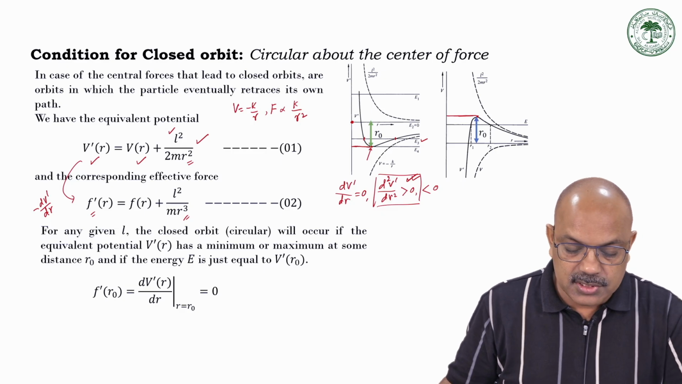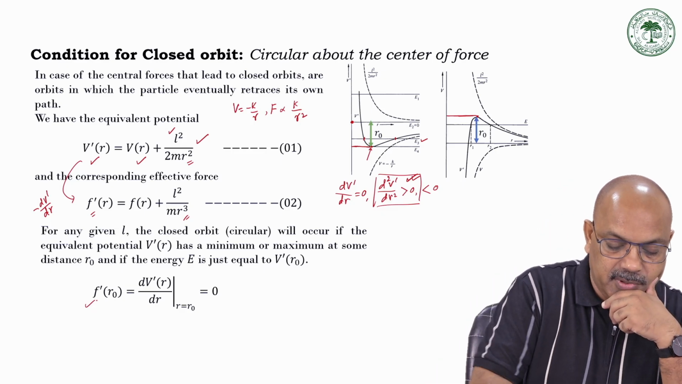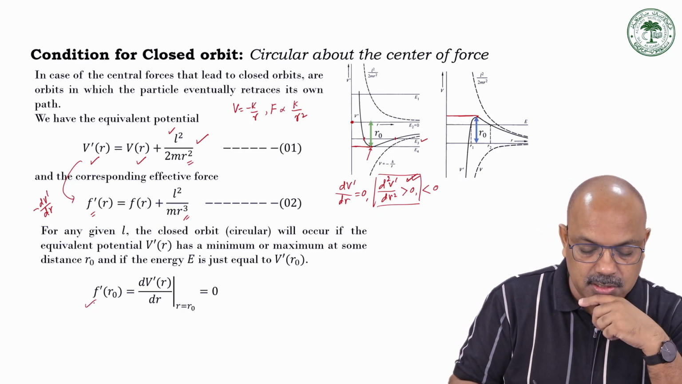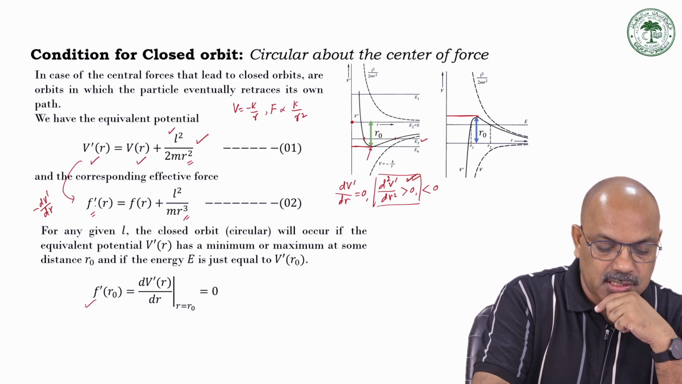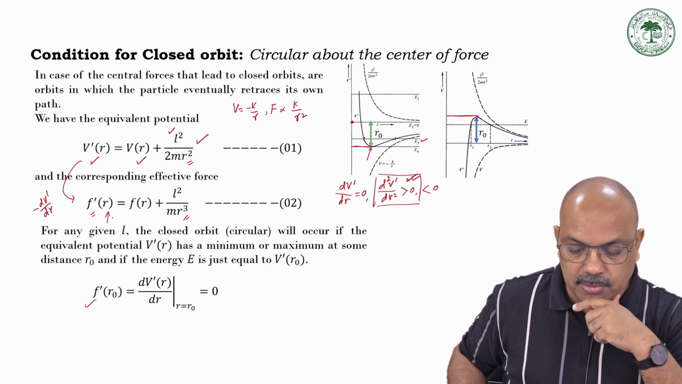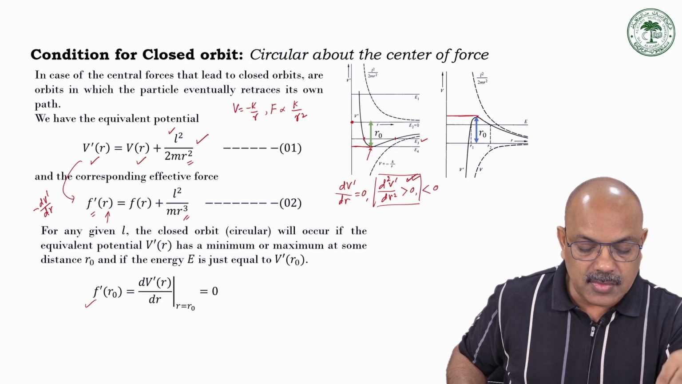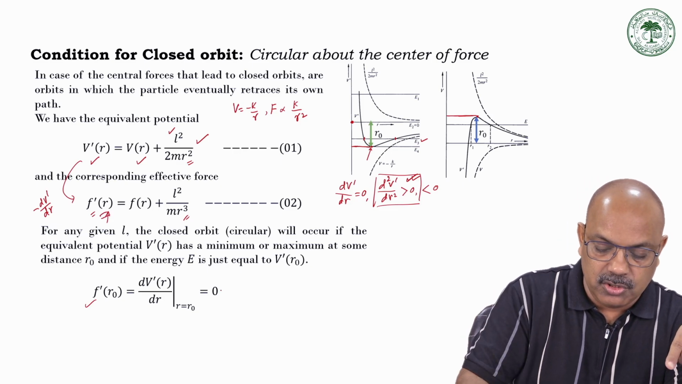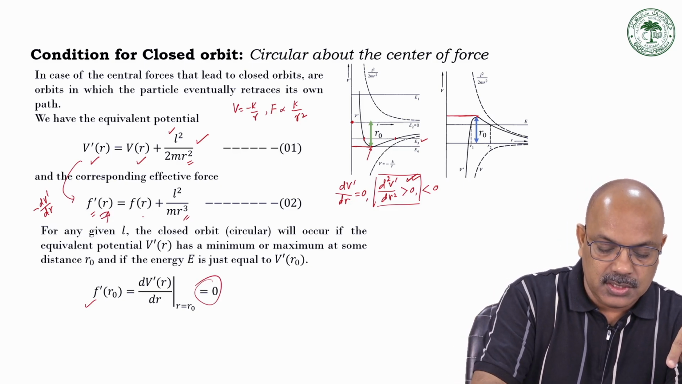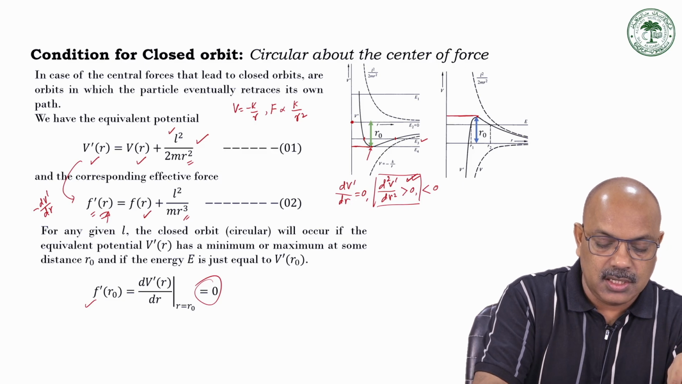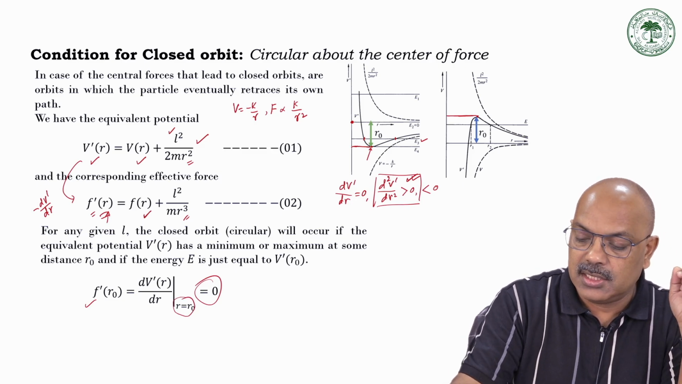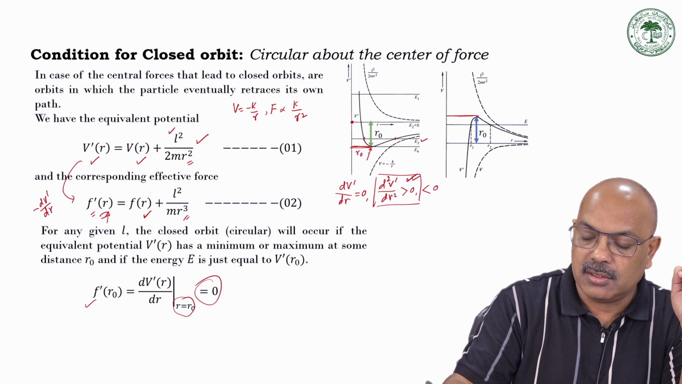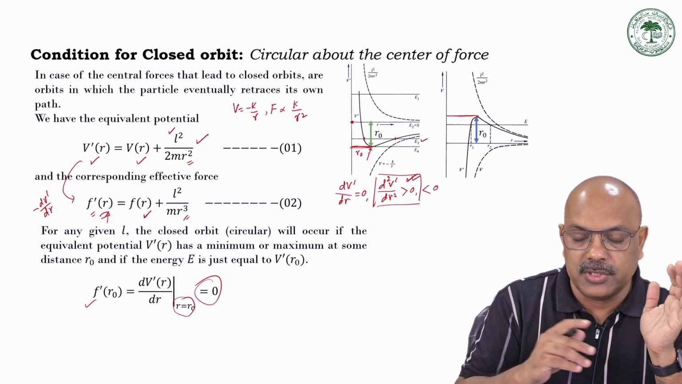The first condition is that f prime at r naught, that is dV prime by dr, is equal to 0. If I put this here, this f prime is going to be 0 at r equal to r naught. R naught is basically this distance, from the center to this point.